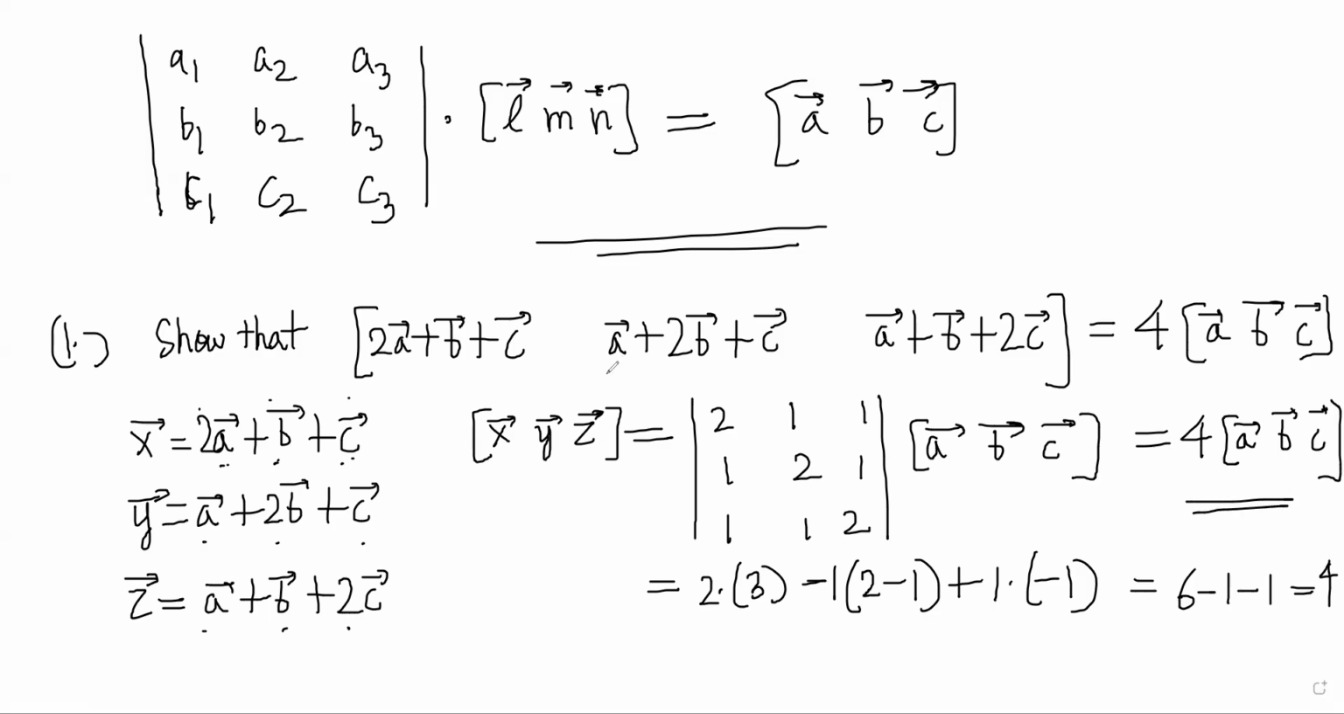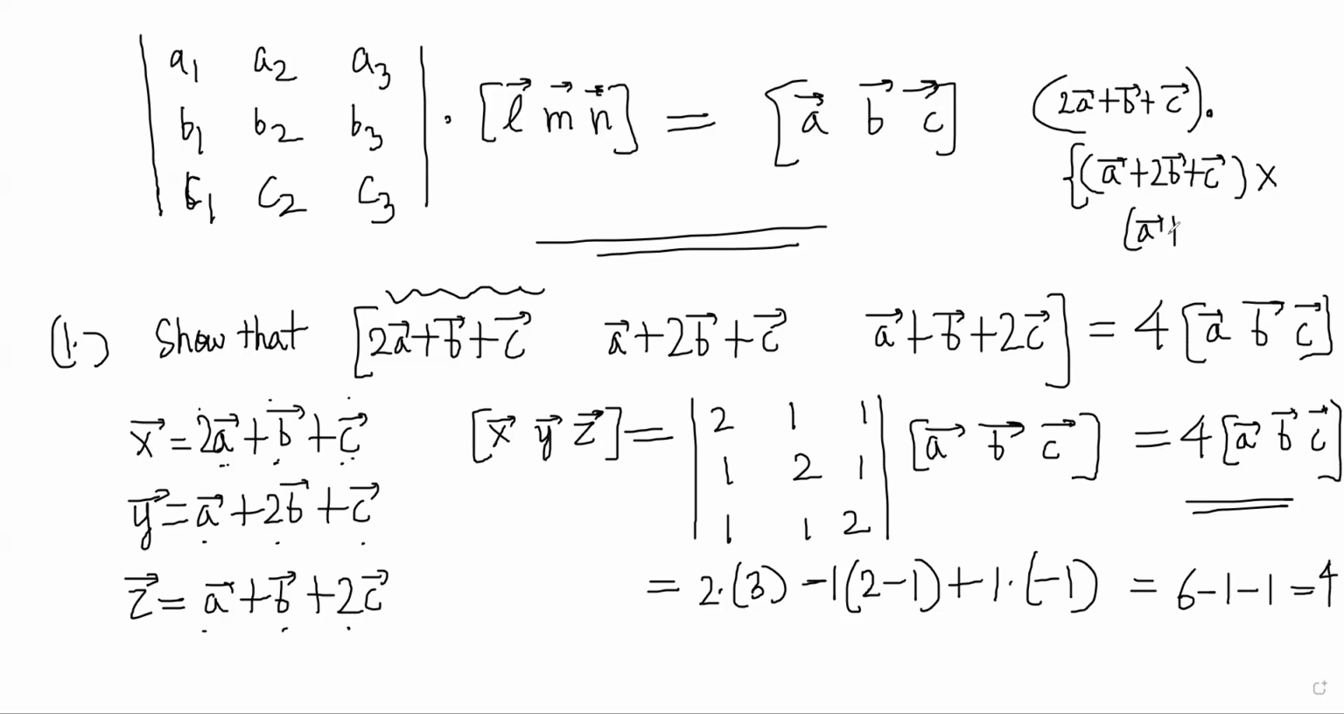Otherwise, if you wanted to actually prove it the longer way, you would have to use the definition. You would have to do something like this: 2a plus b plus c dot product with a plus 2b plus c cross product with a plus b plus 2c. Simplifying this and proving that it is 4ABC box product is also possible, but it will definitely take longer. So I want you to understand what property we have just now seen and how to apply that. This is a very useful property in problems. So keep that in mind.